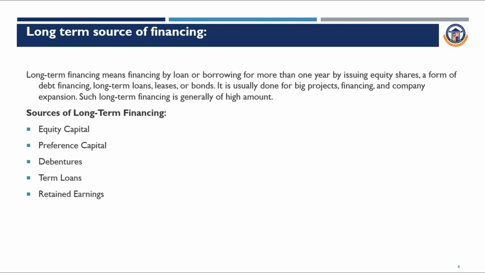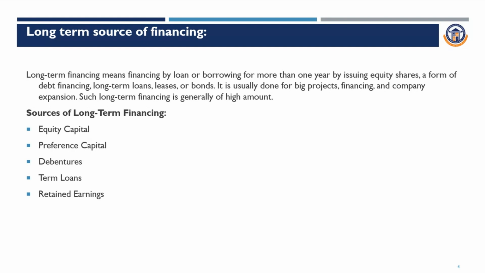Then third one is a debenture. A debenture is a type of bond or other debt instrument that is unsecured by collateral. Since debentures have no collateral backing, they must rely on the creditworthiness and reputation of the business issuer. Debenture holders receive interest.